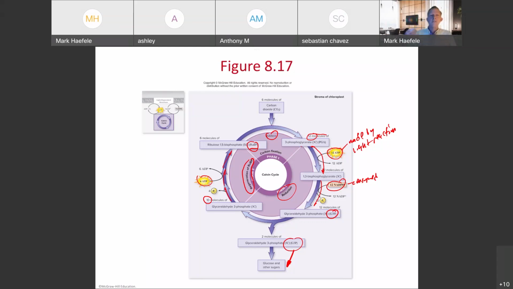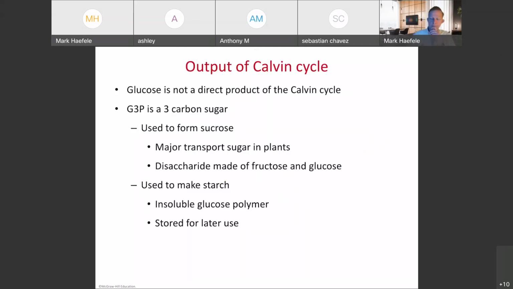So essentially, it's very similar, has a lot of reminiscence of the Krebs cycle. In this case, you're fixing carbon, you're reducing it to G3P, which you then use as a carbohydrate, and then you regenerate the RuBP in order to be able to go through another round of carbon fixation. So when you take a look at it, ultimately glucose isn't the direct product of the Calvin cycle, G3P is. And so you can shuttle G3P around in the plant cells.